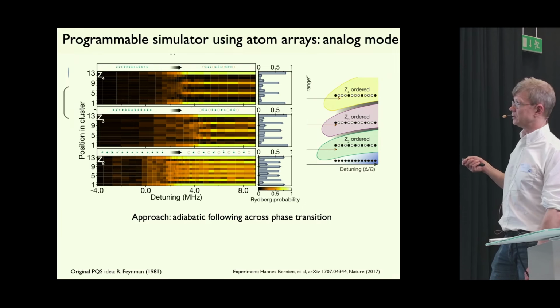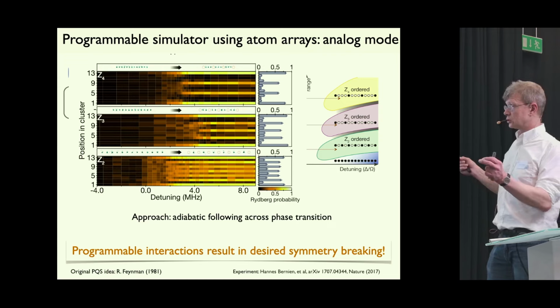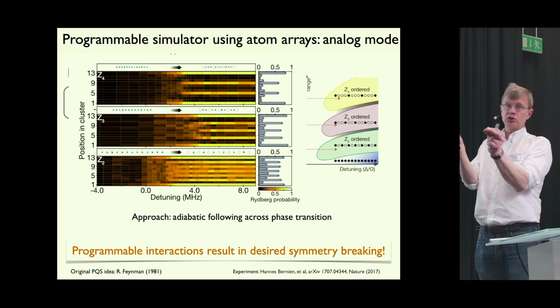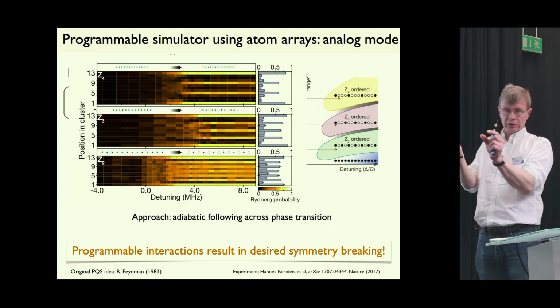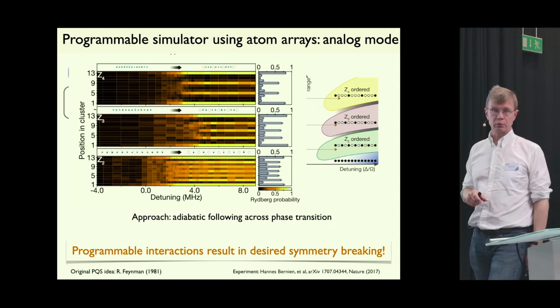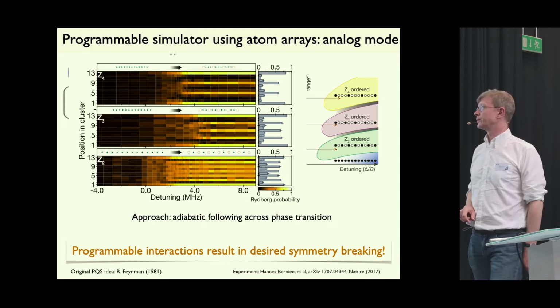This is a 7-year-old result, where you can create these states with different broken symmetries, and all of that you just program, in this case, by the position of the atoms. You bring the atoms closer together or put them far away so that their distance is different relative to the Rydberg blockade radius.